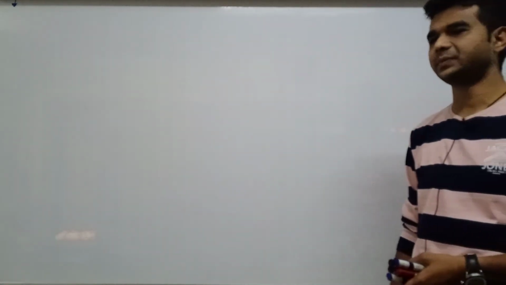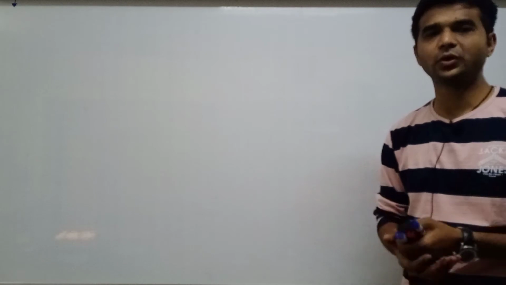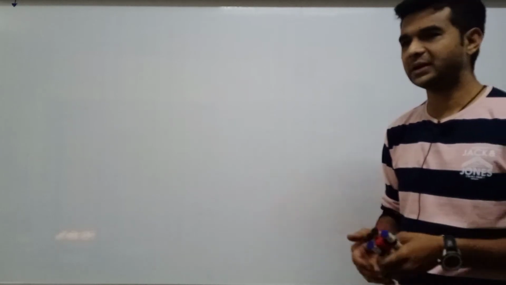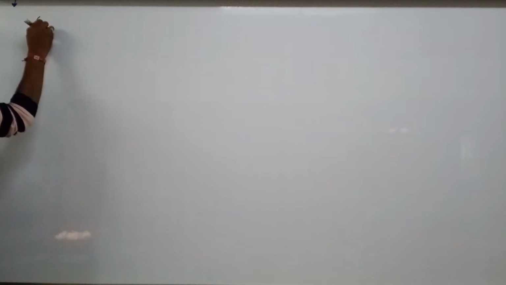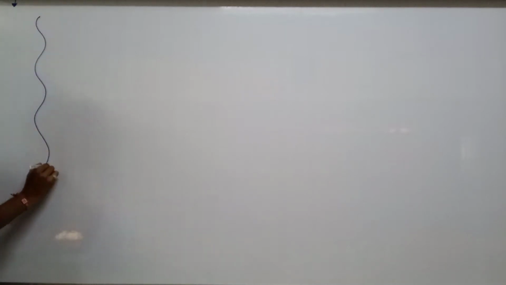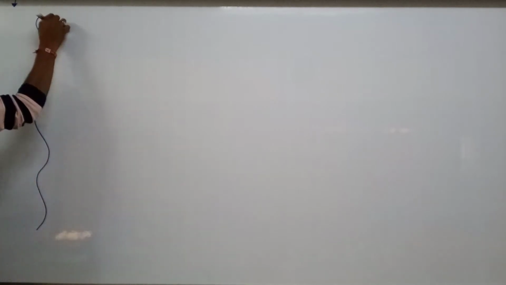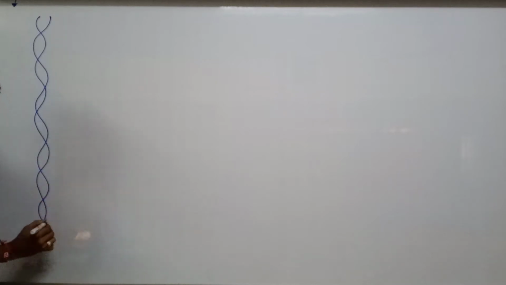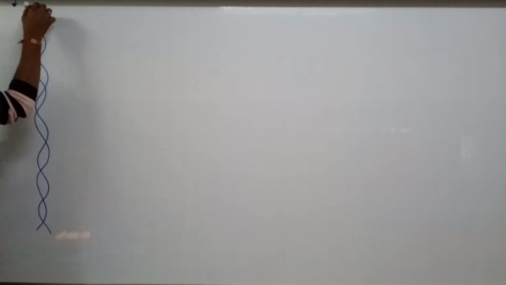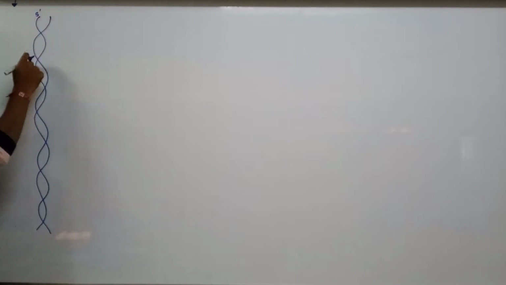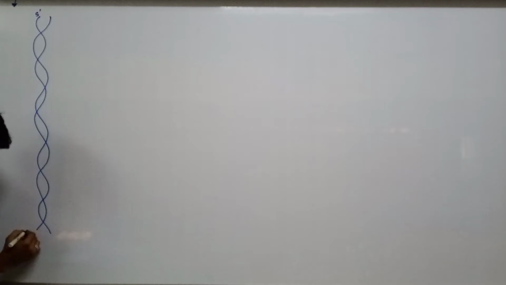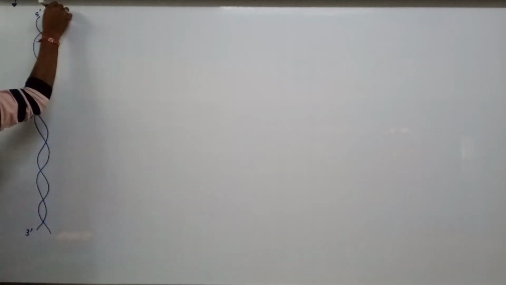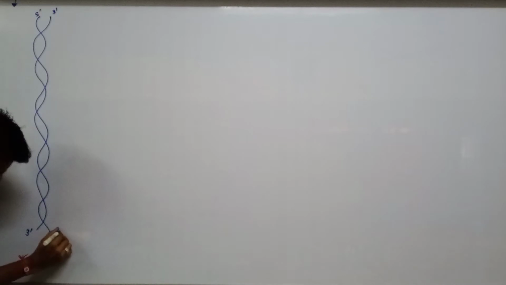Yesterday in the lecture we discussed the most acceptable model of the DNA. From that we will continue with it. Now here, one end is 5 prime to 3 prime, and one strand is in the opposite direction, 3 prime to 5 prime.